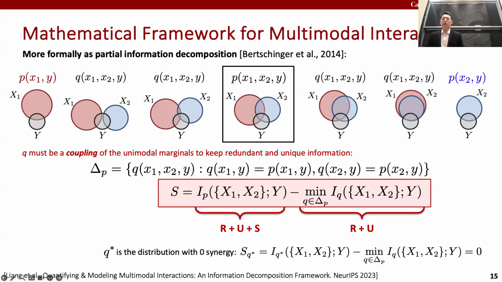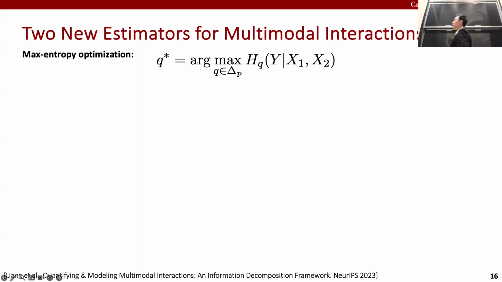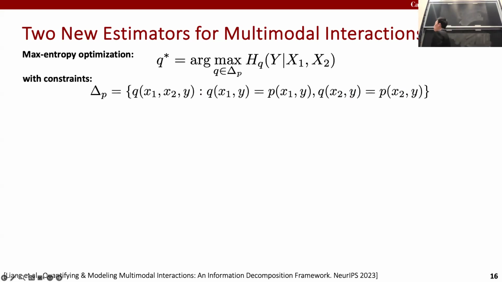In the first estimator, we first highlight that finding a distribution that has the least mutual information is equivalent to finding the distribution that has the highest entropy. So mutual information and entropy are just inverses of each other. So the goal is to find this distribution Q within your set of couplings. So Q of x1 and y is equal to P of x1 and y, and Q of x2 and y is equal to P of x2 and y. Finding a Q within this set of couplings that has the highest entropy is where you're the worst at predicting y, given your two modalities.